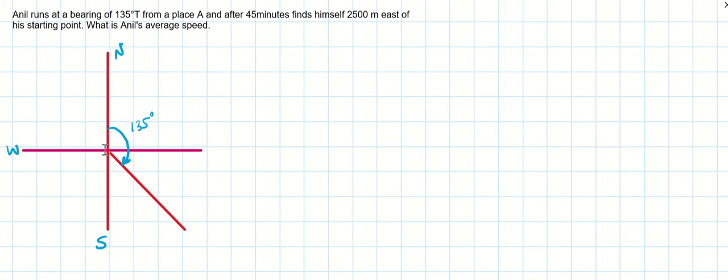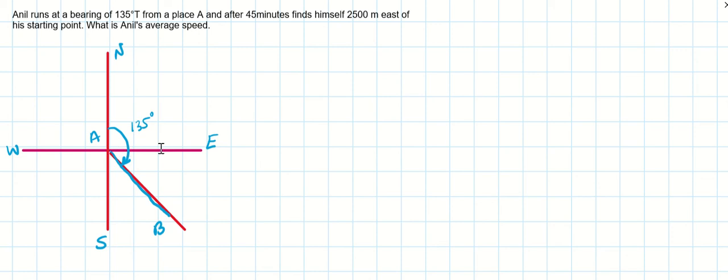So this is north, south, west, east. And you're running along this. Imagine you're running from this point to this point, which I've shown in blue. So this is point A and there's a point B over here. Now after 45 minutes, he finds himself 2.5 kilometers or 2500 meters east of the starting point. So this is the starting point, this is east of the starting point.